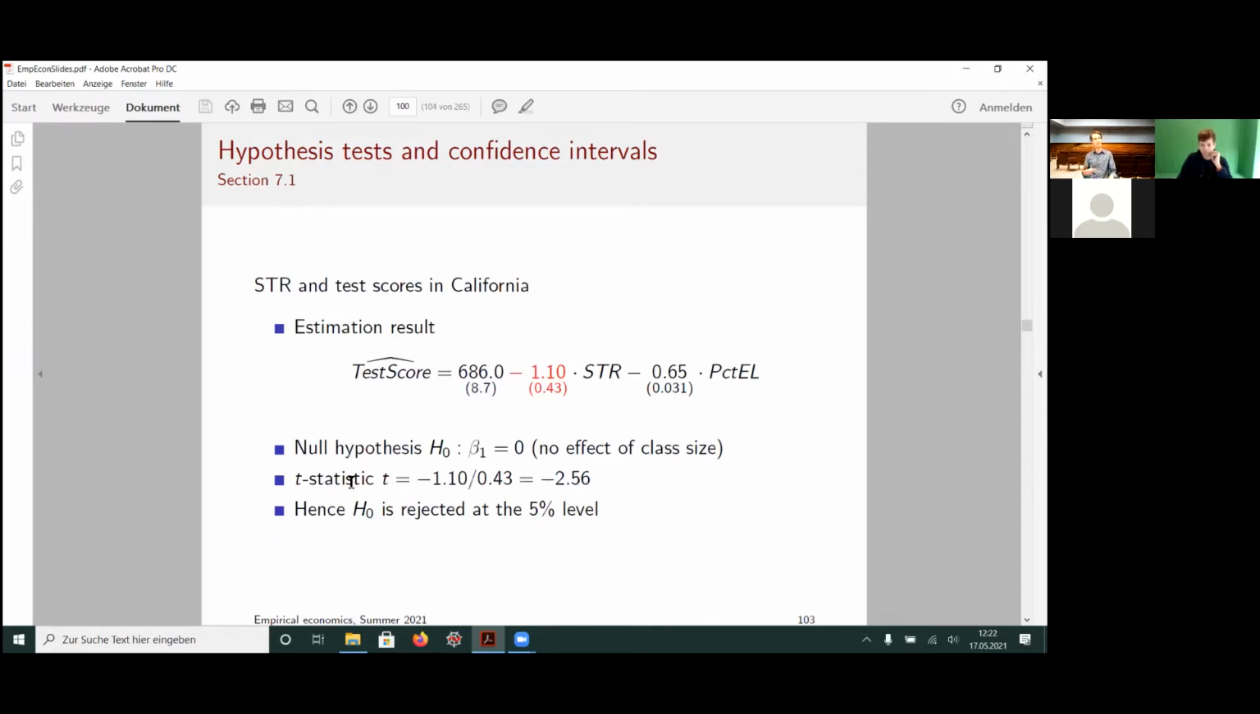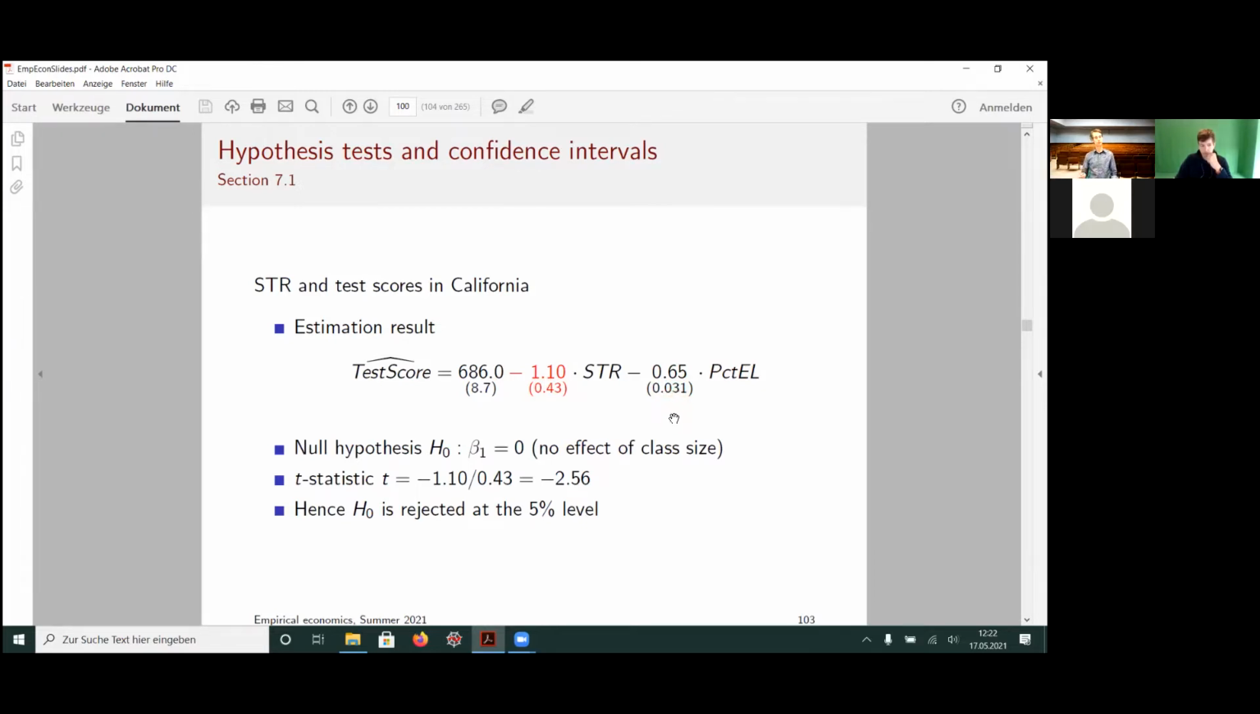So even though it's exactly the same, let's apply that to our running example. We look again at class sizes and test scores in California. You might remember from last week that if we include 2 regressors, the class size STR and the percentage of English learners, then we get this outcome here. So the intercept term is 686 with a standard error of roughly 9. The slope coefficient for the class size decreases from the case that we had in the single regressor model to minus 1.1 with a standard error of 0.43. And the new slope coefficient belonging to the percentage of English learners is minus 0.65 with a standard error of 0.031.